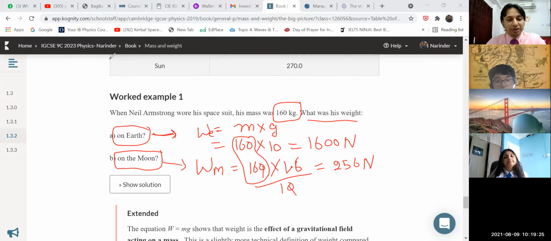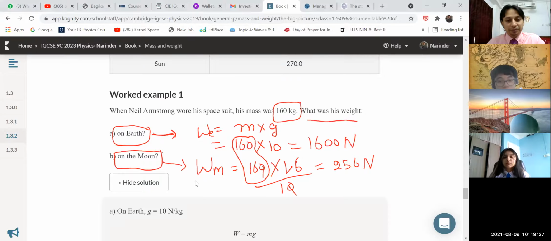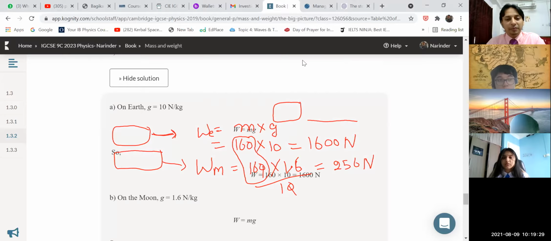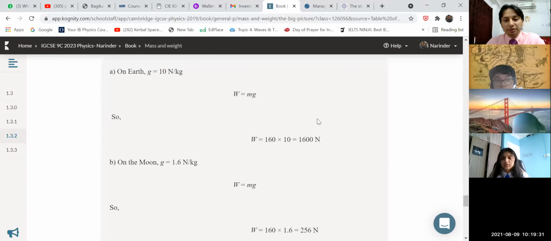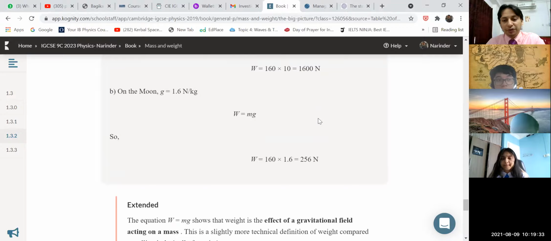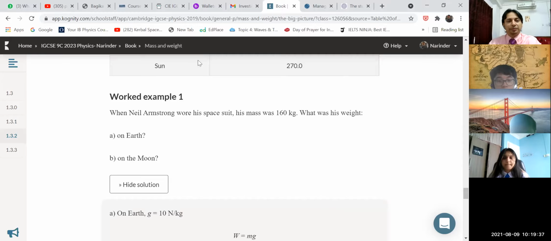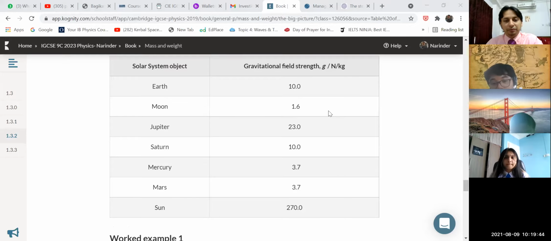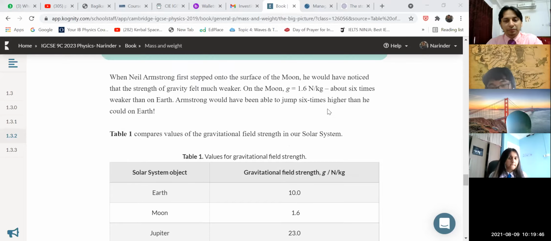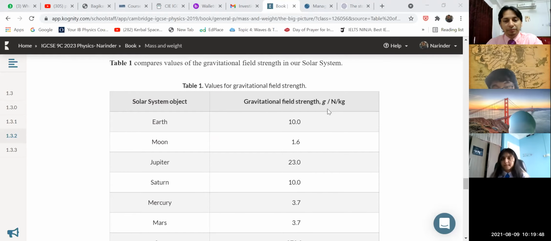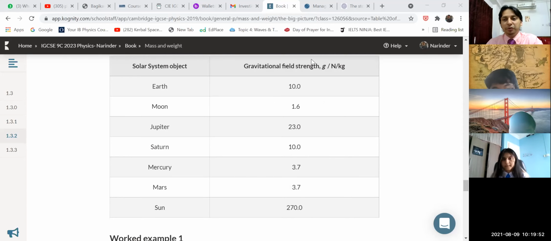Let me check what they have done here in the solution. Sir, weight is mg. Yeah, 256 newtons is the answer. Yes, please. Sir, can you scroll up? I need to see the gravitational force of different planets. This one? Yes, sir. Okay. Yeah, you will find the same table in your textbook also.